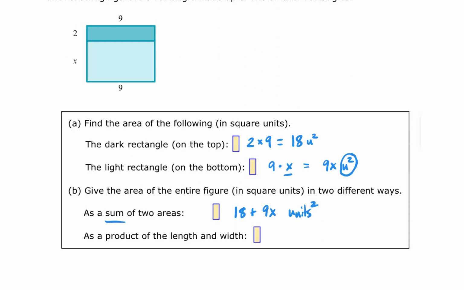If we look at the rectangle, the length is 9. The width, though, is this 2 plus this x. So if we were to multiply that, the length is 9, but the width is 2 plus the x, so I'm going to have to put that in parentheses, 2 plus the x. And then our answer will again be square units. I can prove to you that these are the same thing by distributing this 9. 9 times 2 is 18, and 9 times x is 9x. So either way, we are getting the same value for our area.